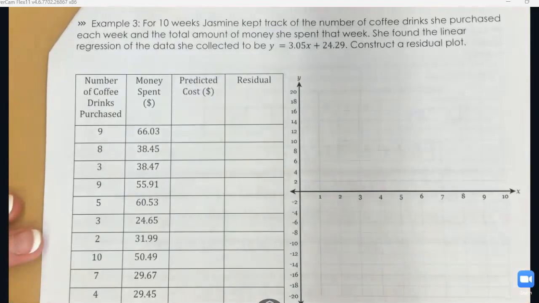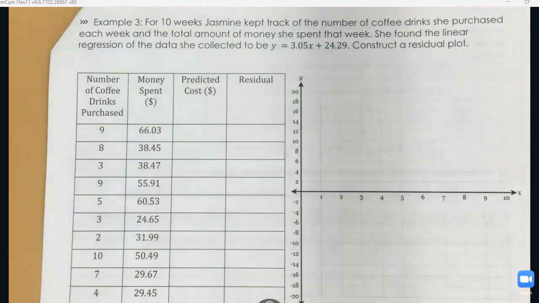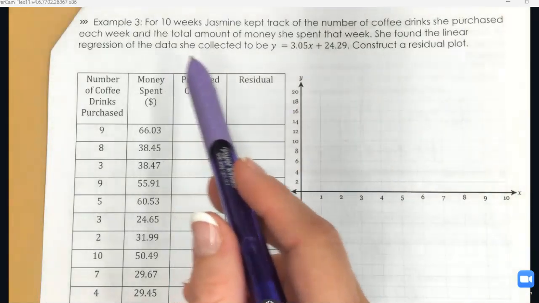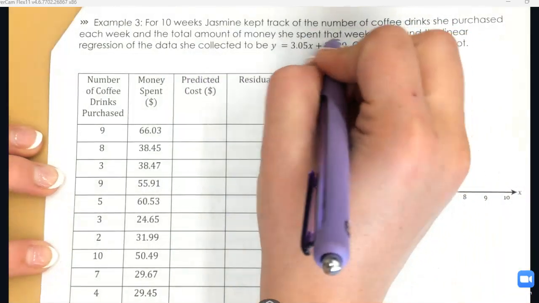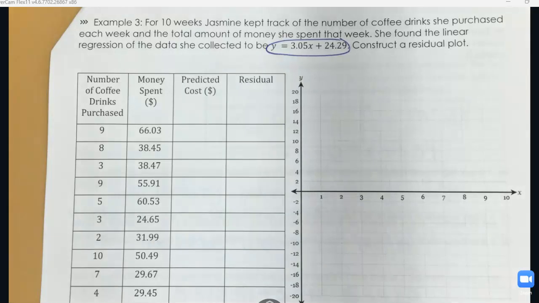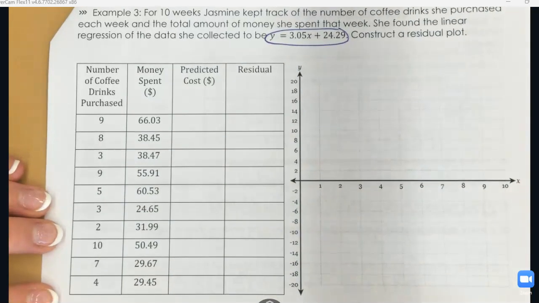Okay, so now we are going to use what we know to graph a residual plot. So here we've got Jasmine keeping track of the number of coffee drinks she purchased in a week, and the amount of money she spent on it. So she's already done the linear regression for us, and here is the equation of the line. So we want to construct a residual plot. Well, remember, residuals are actual minus predicted.